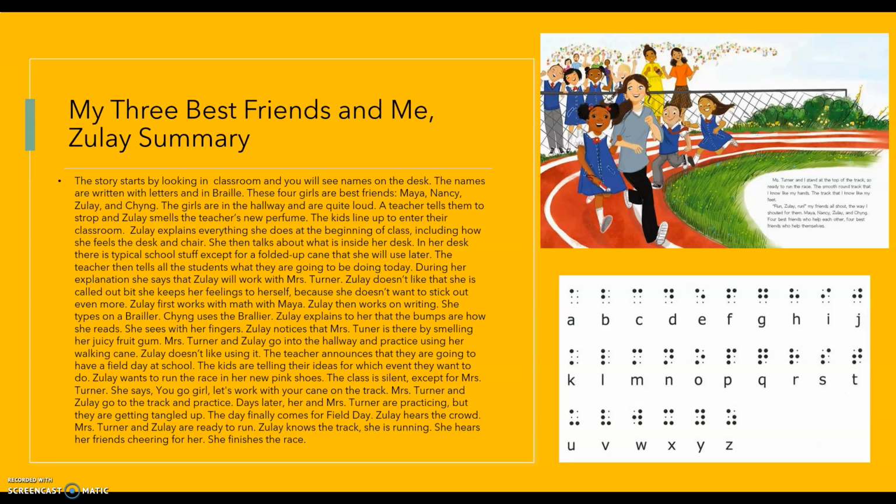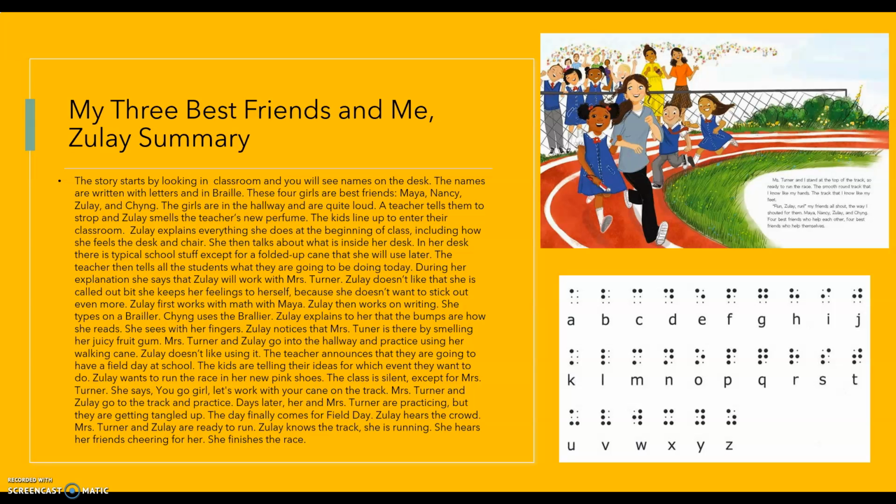Zule notices that Miss Turner is there by smelling her juicy fruit gum. Miss Turner and Zule go into the hallway and practice using their walking cane. Zule doesn't like using it. The teacher announces that they are going to have a field day at school. The kids are telling their ideas for which event they want to do. Zule wants to run the race in her new pink shoes.